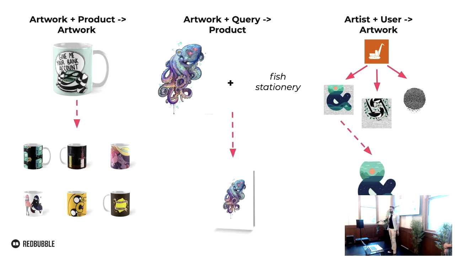Similarly, if someone searches for fish stationery and a work comes back for that, we try to work out what product is best suited to that work, or what product is most likely to get conversion for that work. And in some cases, we use recommendation to enhance other recommendations. So if we recommend an artist to a user, we might try and find the best work for that artist that we think the user will identify as sort of a splash for their portfolio.